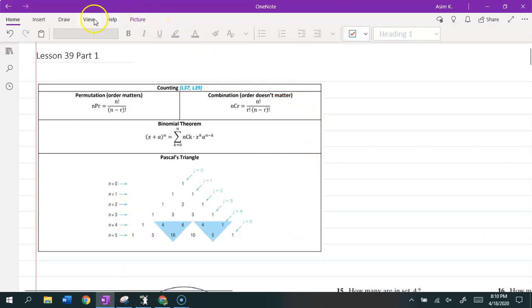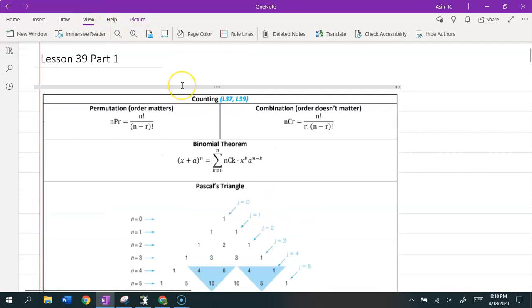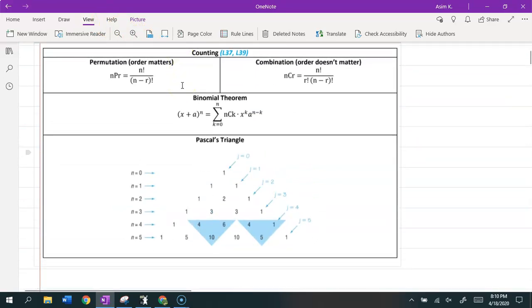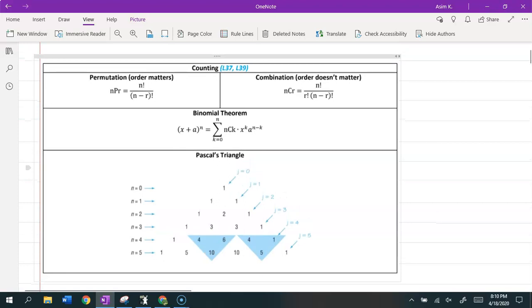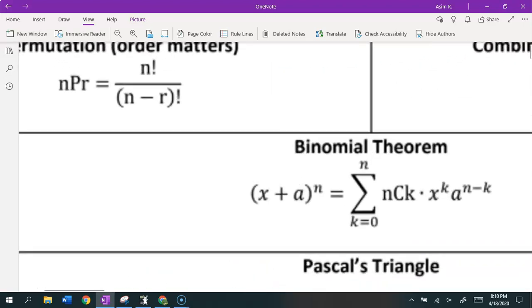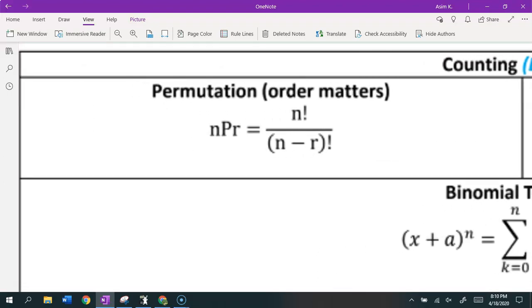The first thing that I'm going to teach you is called counting. All right? And you might be thinking to yourself, wait a minute, I thought I already knew how to count. So it's a slightly different way of counting. But basically, there's 2 ways that we tend to count. One of the ways is called a permutation. All right, so let me explain to you what a permutation is.